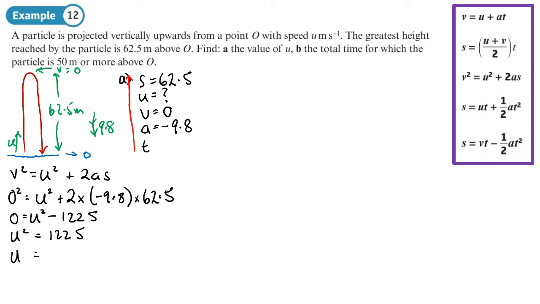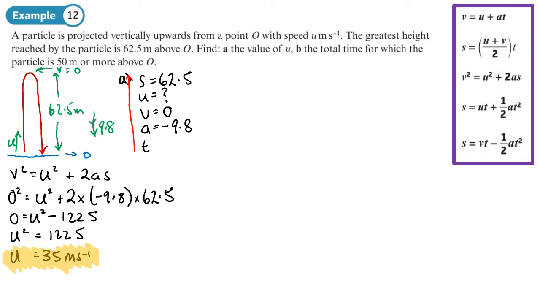So U is going to equal the square root of that, which is exactly 35, and 35 is two significant figures. So that's perfect. We don't have to round it at all. So we'll just highlight that there. That is the initial velocity, 35 meters per second.